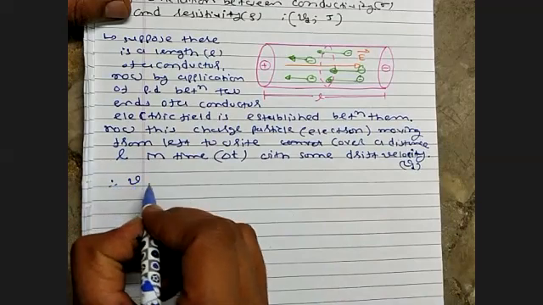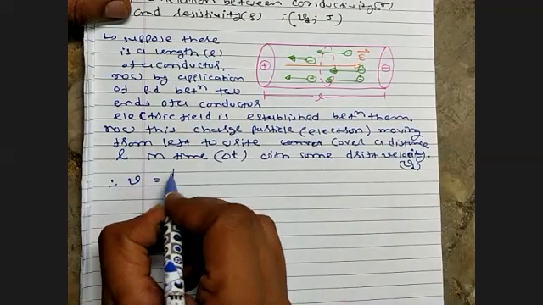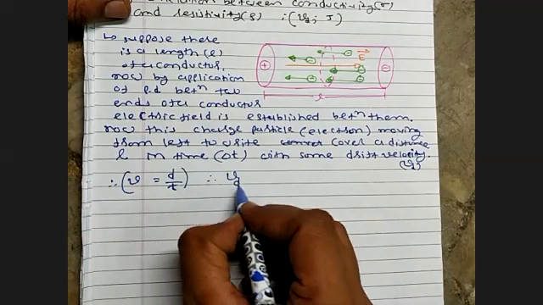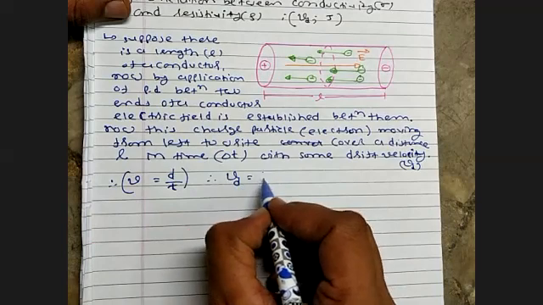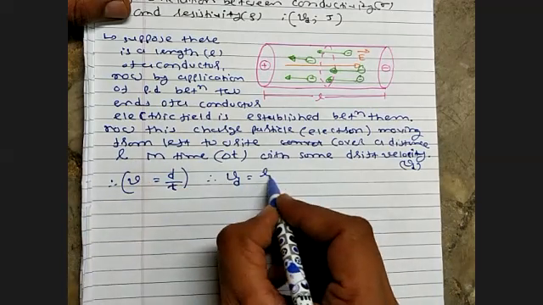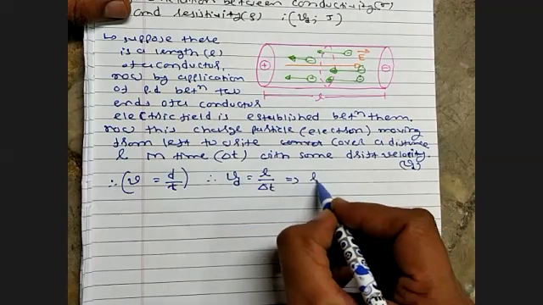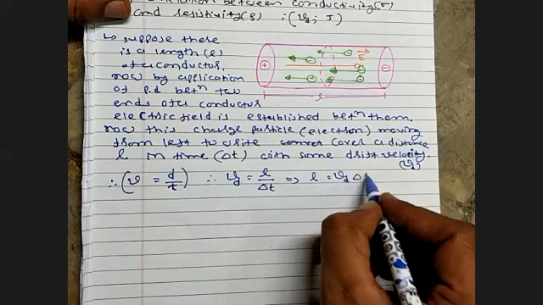So you know that velocity is equal to distance divided by time. Therefore, Vd is equal to L over delta t, so the length is equal to Vd times delta t, where delta t is the time.